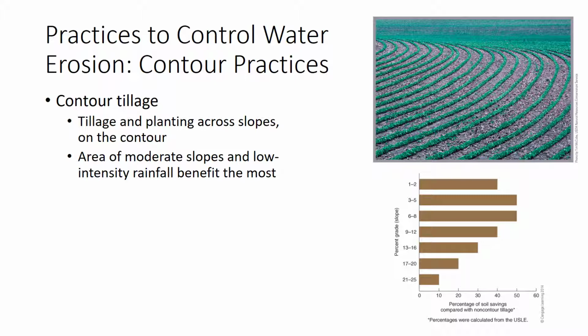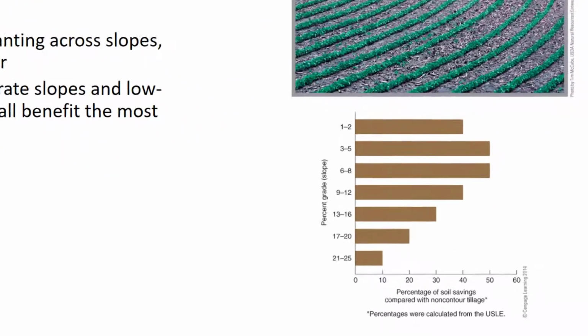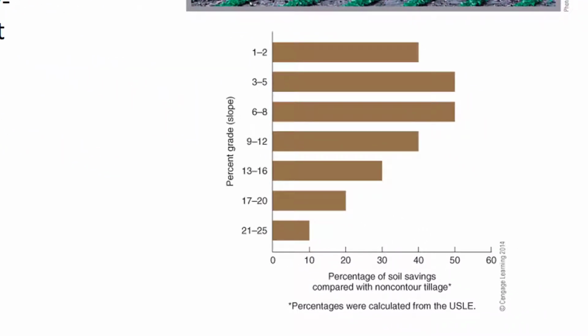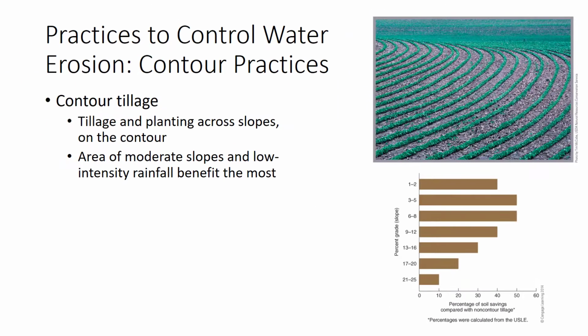However, high-intensity rainfalls reduce the ridges, and high rainfall amounts can cause ponded water to overlap the ridges, which can be erased by water flowing over them. Therefore, areas of moderate slopes and low-intensity rainfall benefit most from contour tillage, as seen in the graph. Combining contour tillage with conservation tillage layers two technologies for greater protection.